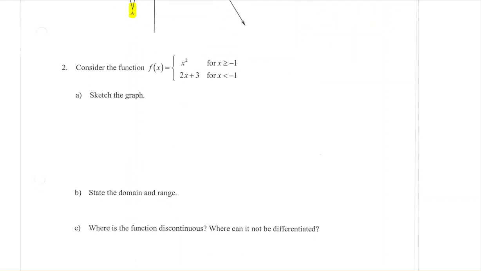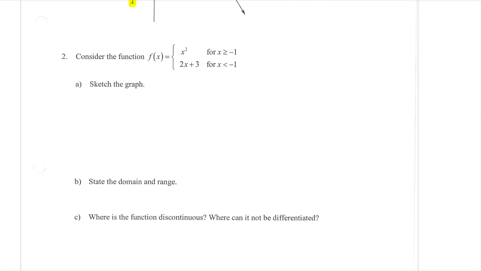Question 2. Consider the function. And we've seen these before. We have two different equations, and depending on the x values depends on which equation we use. So when x is greater than or equal to -1, we have the function x squared. When it is less than -1, we use 2x plus 3. So the first thing we're asked to do is to sketch it. Okay, so I'm going to start with the graph that has the equal to sign on. I'm going to start with the parabola.